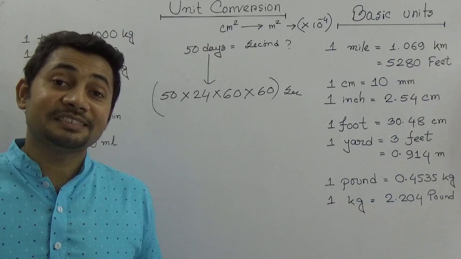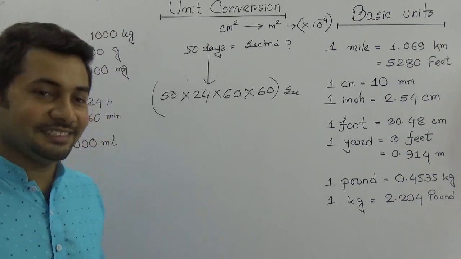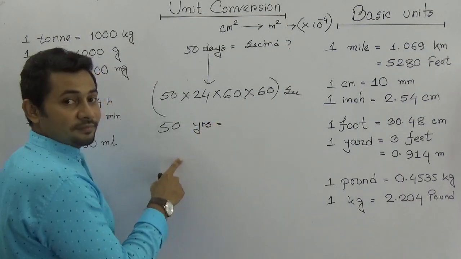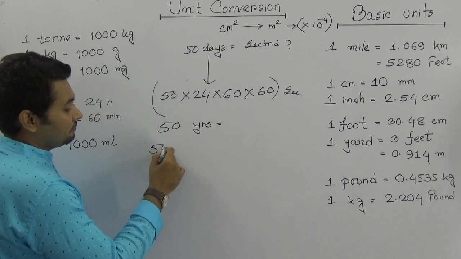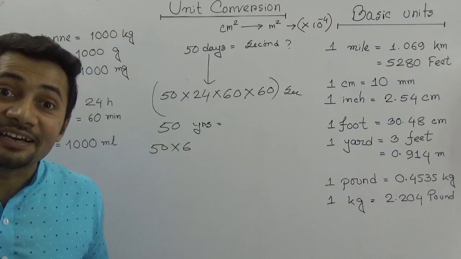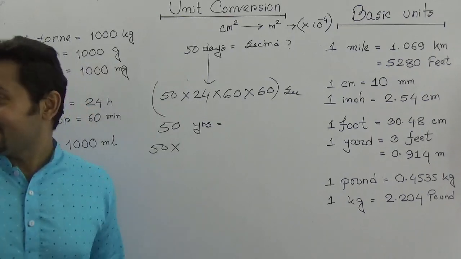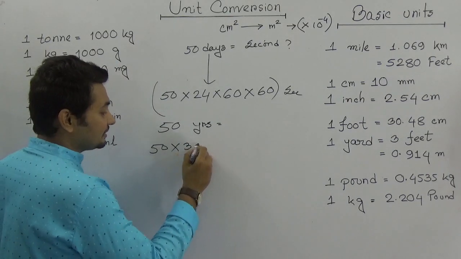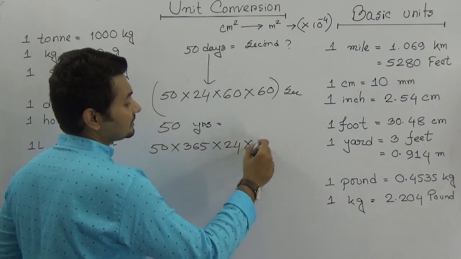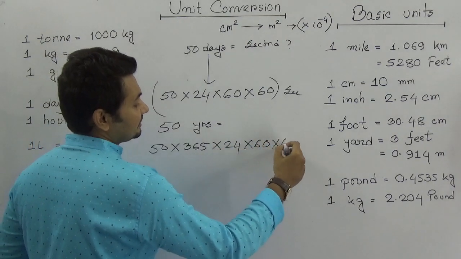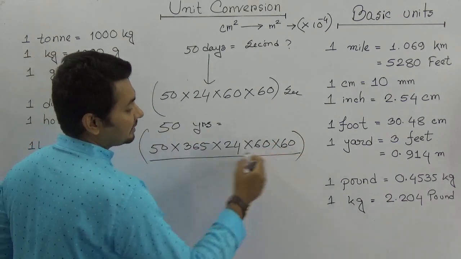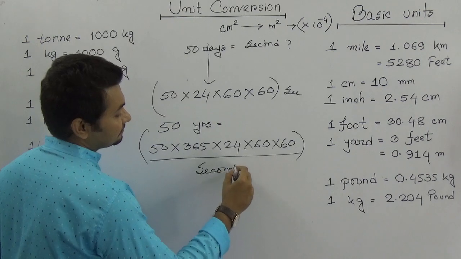If I ask how many seconds in 50 years, then what will happen? We know that there are 365 days a year. So simply 50 times 365 days a year, 24 hours a day, 60 minutes an hour, and 60 seconds a minute. So together in 50 years, this many seconds.